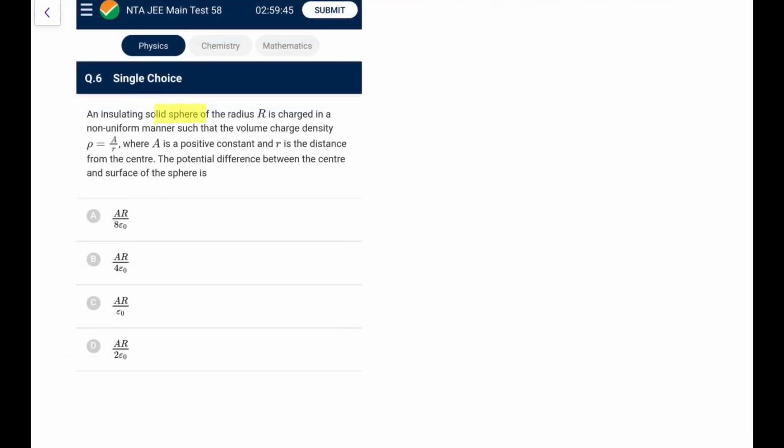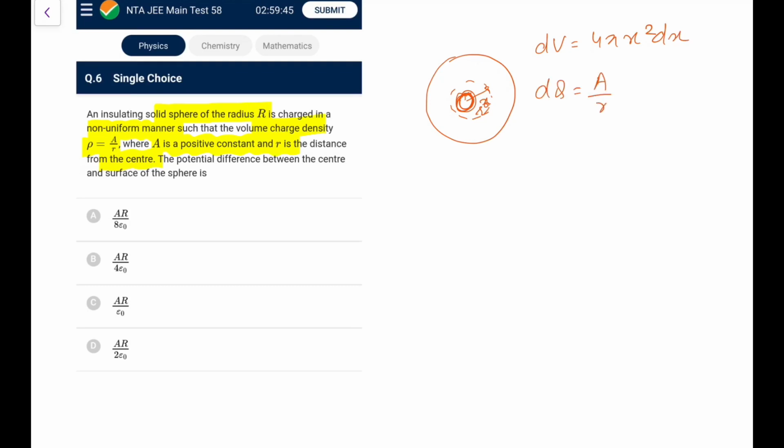Now the sixth one. An insulating solid sphere of radius r is charged in a non-uniform manner such that charge density is a by r, where a is a positive constant and r is the distance from the center. The potential difference between center and surface. For finding potential difference, first let me check at any distance x from the center what is the field. I need to integrate it. Taking x and a small shell of dx, the dv would be 4 pi x square dx, and the charge dq would be rho dv, that is a by x into 4 pi x square dx. So what we get now is 4 pi a x dx.